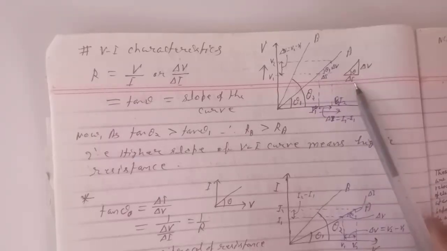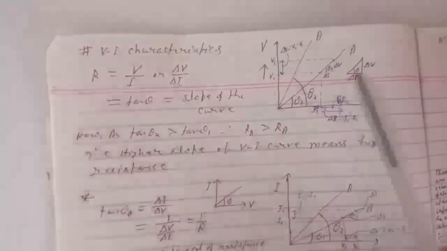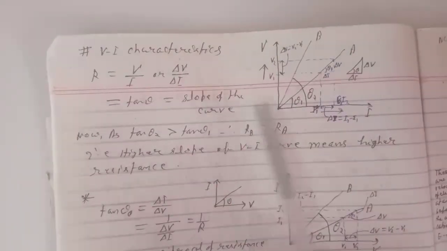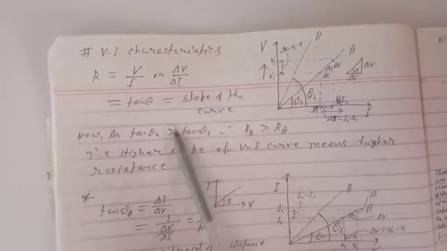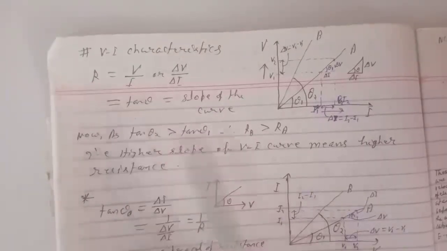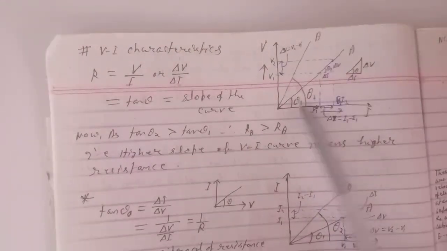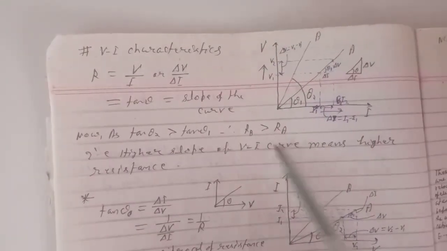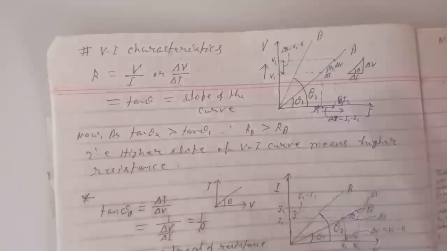So delta V by delta I is the slope, which is equal to tan theta, the slope of the curve. Now here tan theta 2 is greater than tan theta 1, and this slope represents R, so the resistance of B will be greater than the resistance of A. That is, a higher slope of the V-I curve means higher resistance.